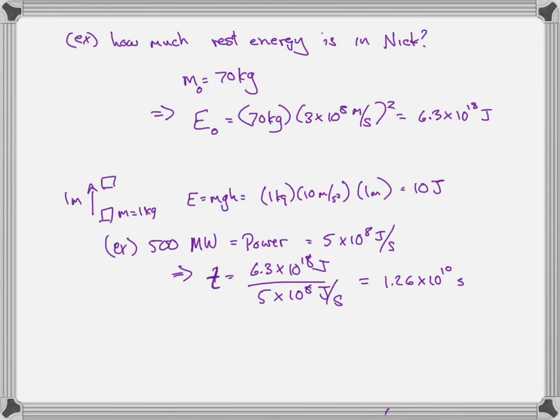So is that a long time? Well, just as a matter of scale, 1 year, this is a good number to remember, is approximately equal to pi times 10 to the 7th seconds. You can always figure that out, 365 times 24 times 3600, but it's about pi times 10 to the 7th. So this is about 400 years. So a 500 megawatt power plant would have to run for 400 years to generate the amount of energy that we would get from annihilating a 70 kilogram mass.